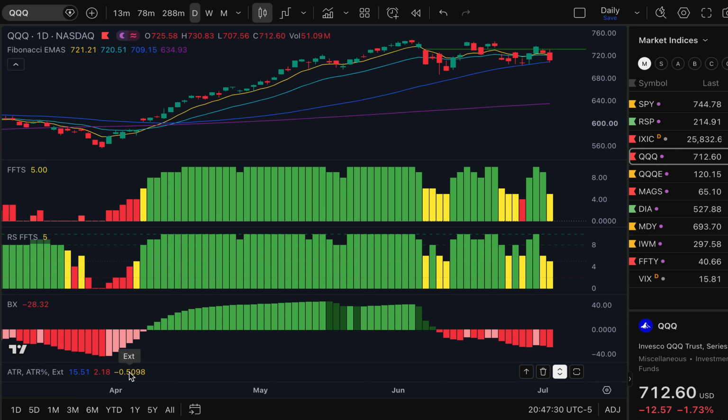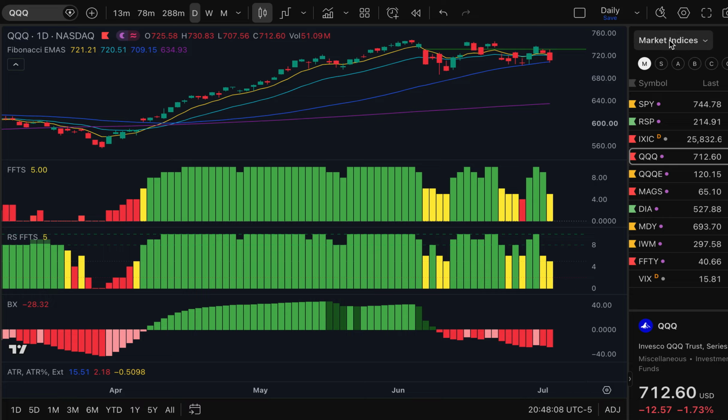And then this third number tells me the extension. It tells me how many ATRs above or below the 21 EMA. So currently we are below the 21 EMA by about half an ATR. And so those are all of the indicators that I have on my chart. And now what I would like to do is go through several tickers and see how these indicators light up.